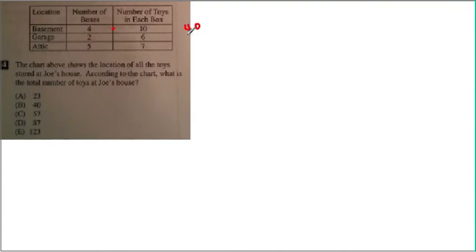Second one is 2 times 6, which is equal to 12. Third one is 5 times 7, which is 35. So once you add them up, 40 plus 12 plus 35, we get 87, which becomes our answer. Choice D.